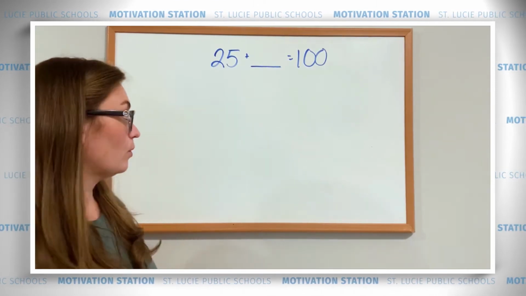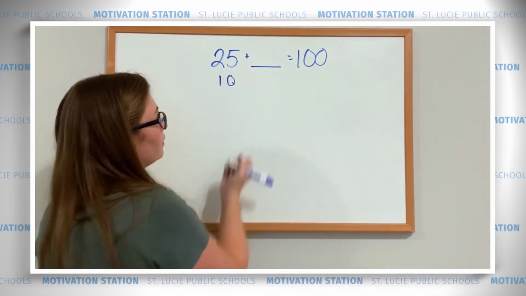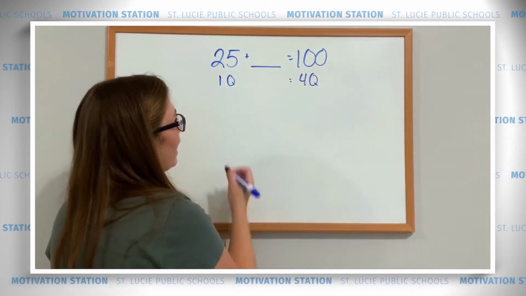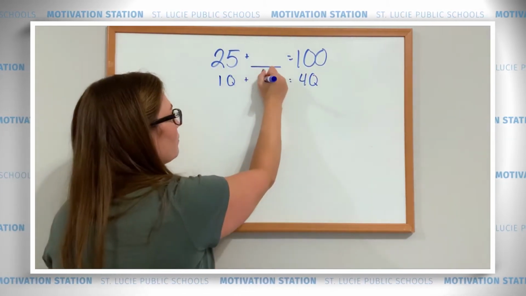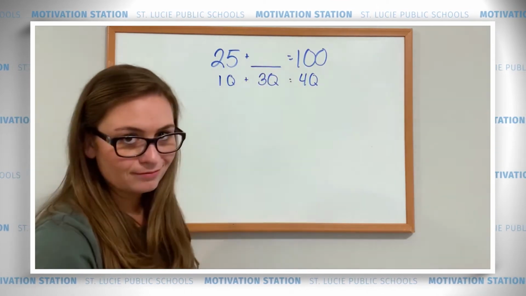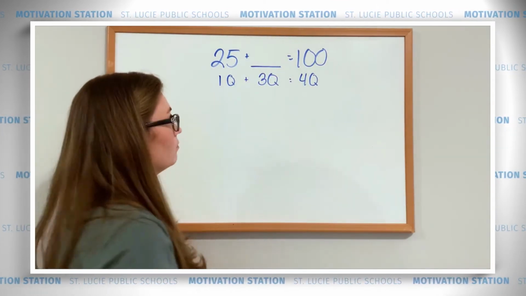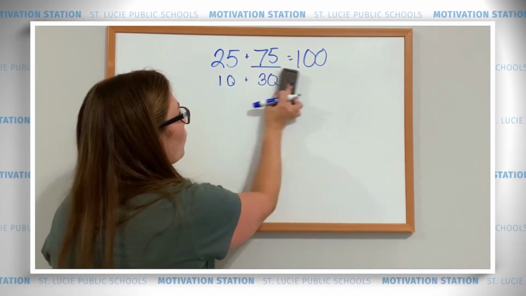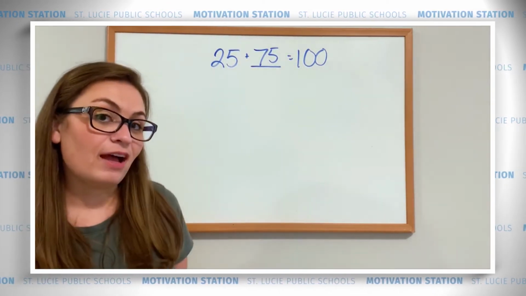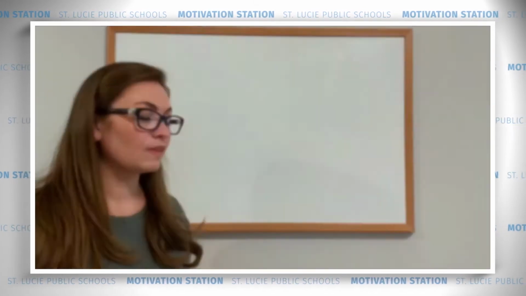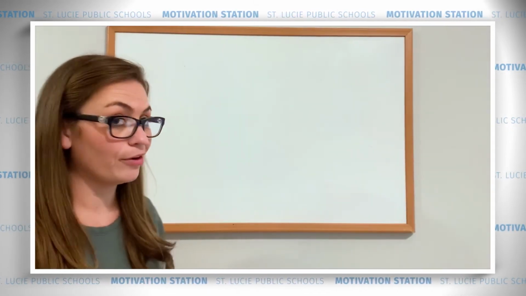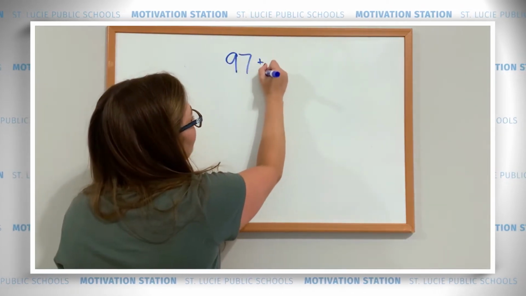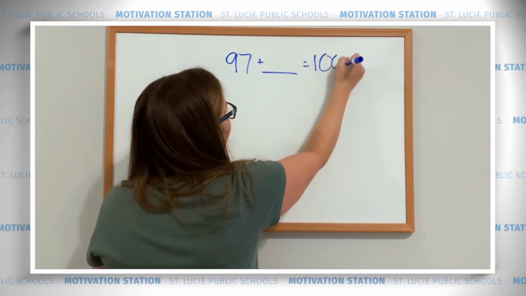4. Well, this would be 1 quarter. We need to get to 4 quarters. How many quarters do we need? Well, that'd be 3 quarters, right? Well, what's 3 quarters going to be? 3 quarters would be 75. We know that 25 plus 75 equals 100. Let's see if you can figure out some other numbers that equal 100. What about 97? 97 plus what equals 100?